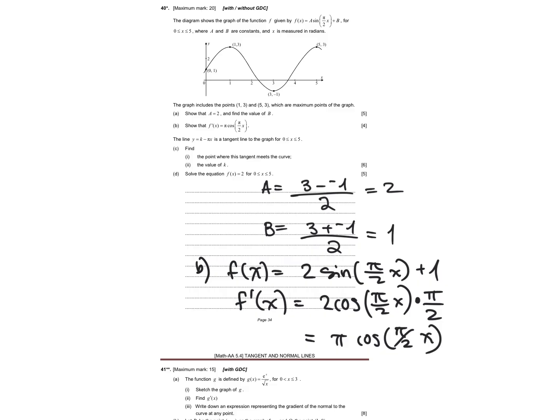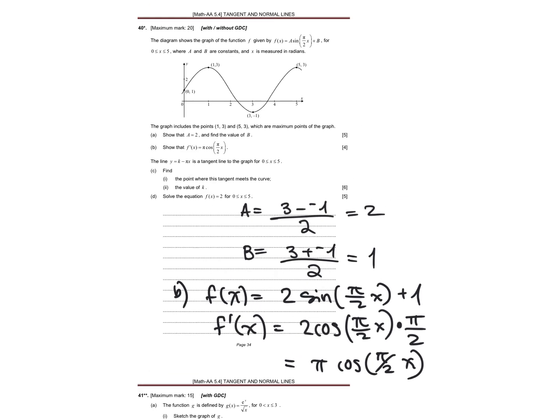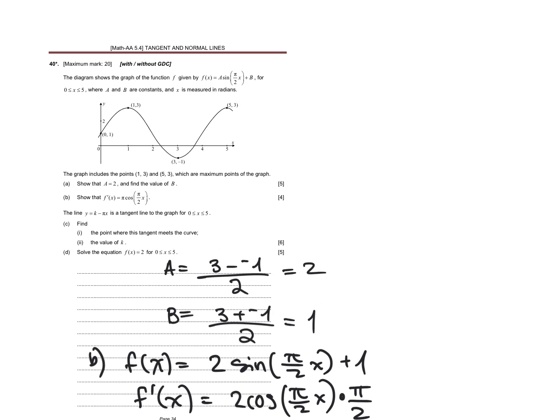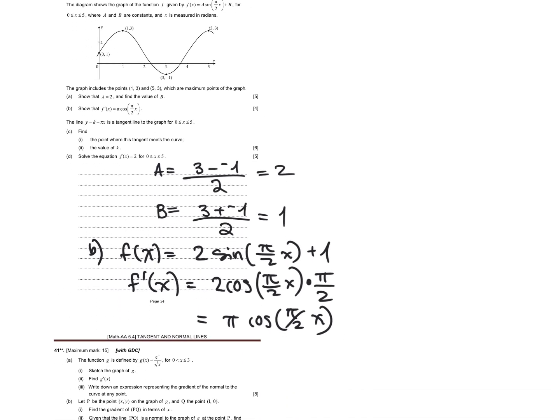The line y equals k minus pi x is a tangent line to the graph for 0 to 5. Find the point where the tangent meets the curve. Okay, so if this is the gradient, we want this to be negative pi because that's the gradient of this line. So if we divide by pi, that's going to be -1. Cosine is -1 here at pi.